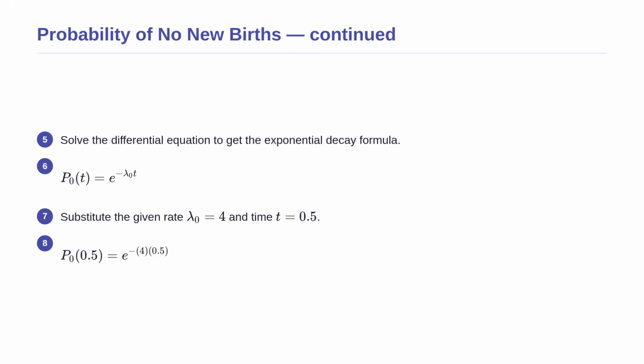Continuing with our calculation, we solve this simple differential equation using standard calculus techniques. This gives us an explicit exponential decay formula. This formula makes logical sense. The longer you wait, the closer the probability of 0 arrivals drops towards 0. Next, we substitute our specific real-world numbers into the exponent, an arrival rate of 4 and a time of 0.5 minutes.